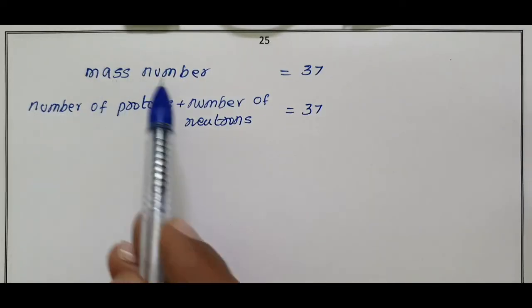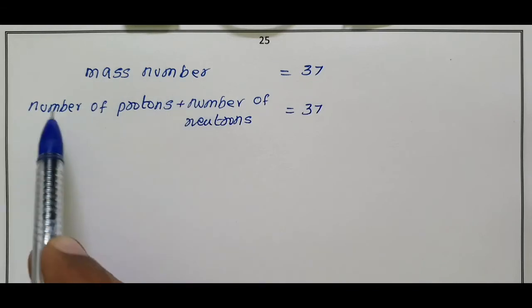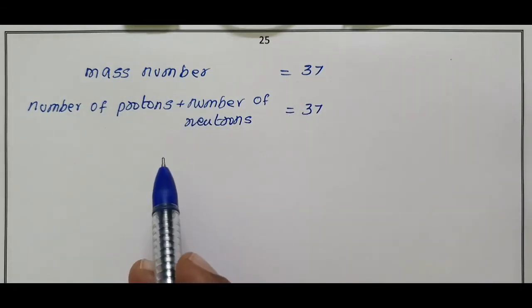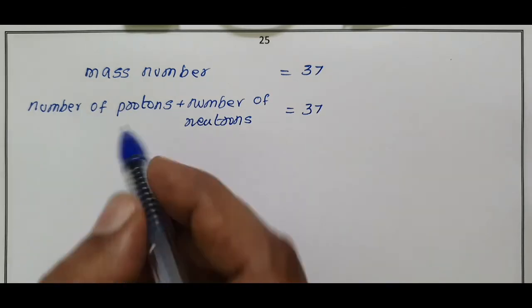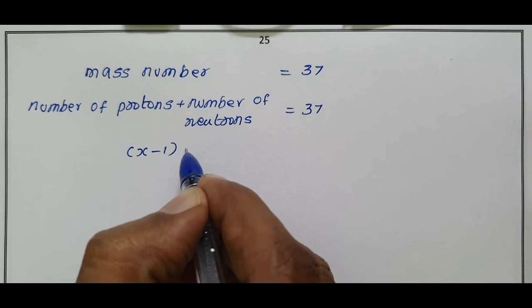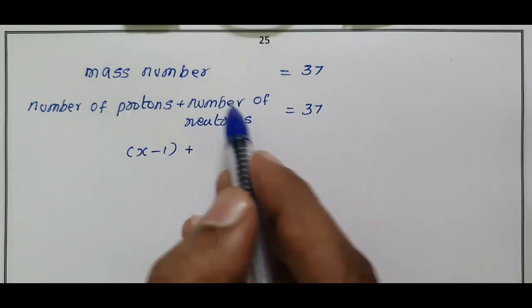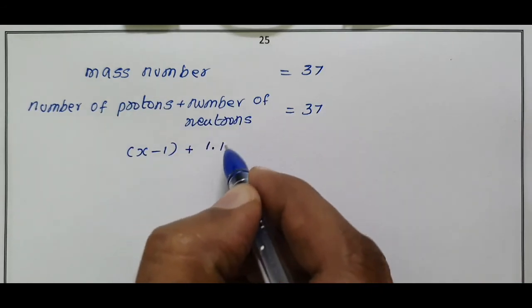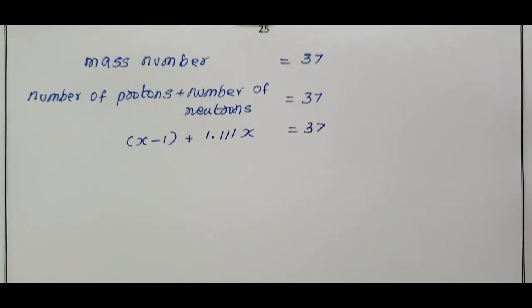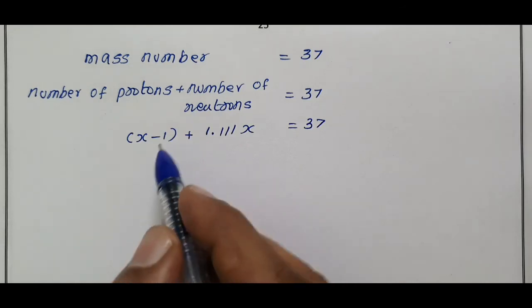Mass number of the ion is given as 37. What is mass number? Number of protons plus number of neutrons equals 37. Number of protons from the table is X minus 1, plus number of neutrons, which we have just calculated as 1.111 X, equals 37. We can easily solve this one.